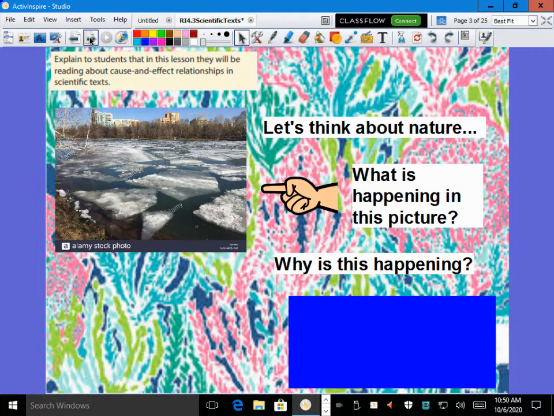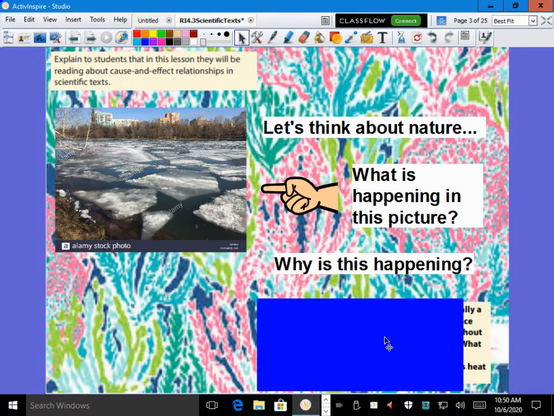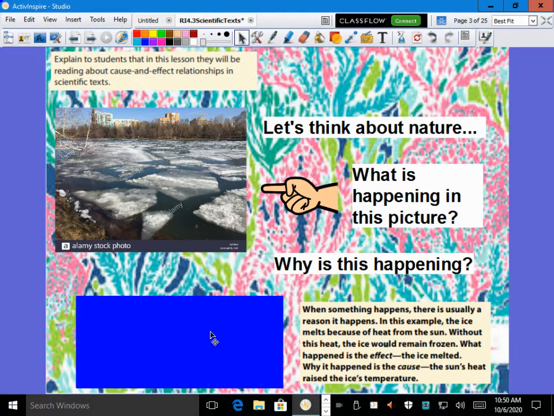Now, let's think about this natural world here around us, and I'm going to show you a photograph to help us review over causes and effects. Now, what's happening in this picture? Well, I see a river, and I see pieces of ice, right? Okay, but is it a solid sheet of ice on this river? No, it looks like it's breaking up, isn't it? Okay, it's broken down into pieces. So if that's what's occurring, why is that happening? Do you have any ideas? All right, let me reveal my answer to you. Maybe this is what you were thinking too.